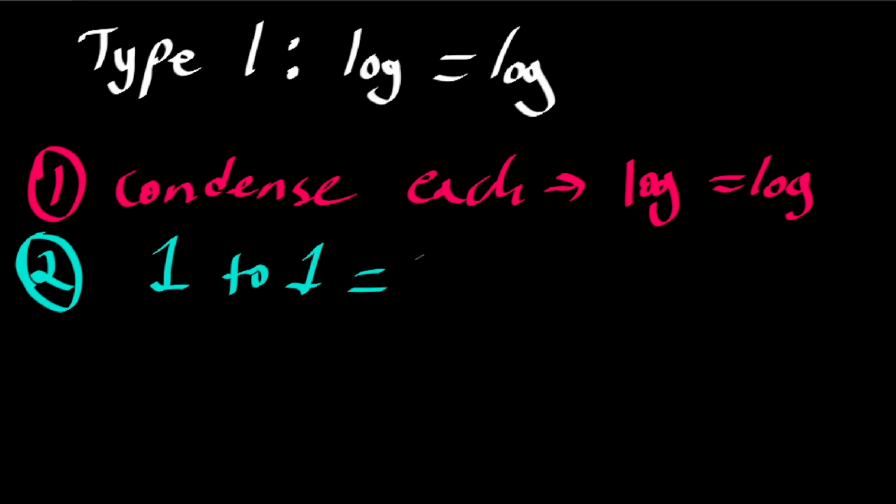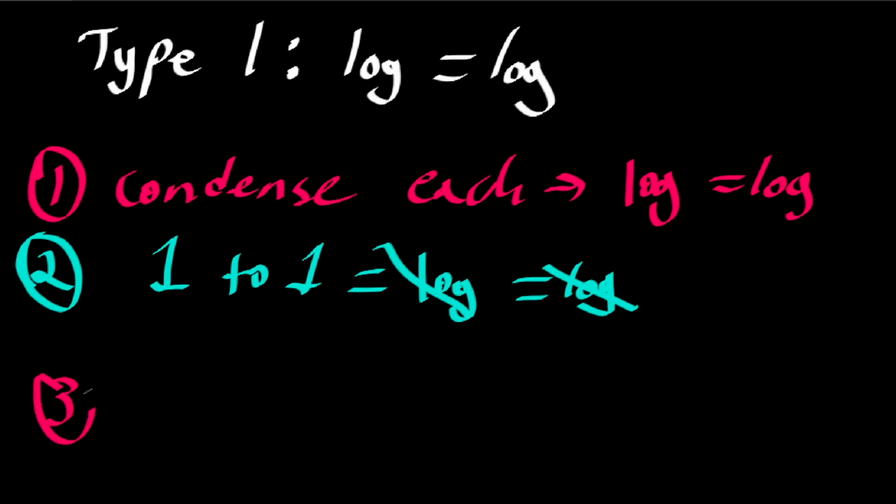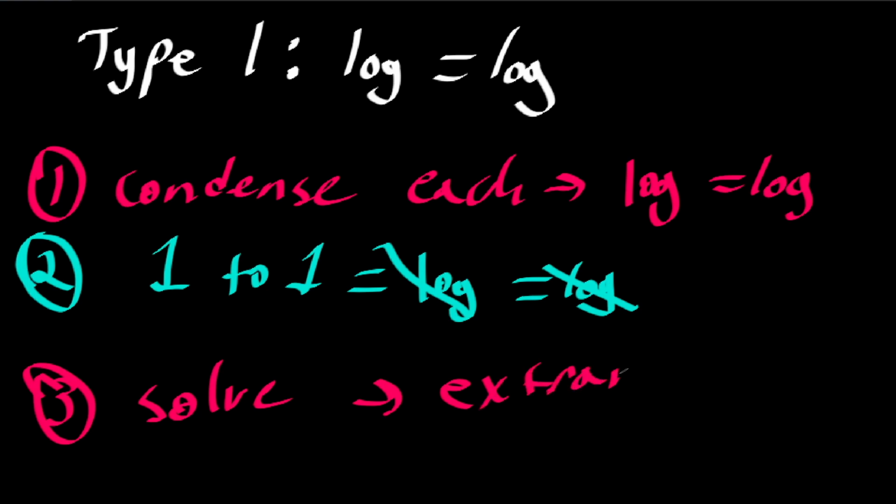Then our second step is to use this one-to-one property: if a log's equal to a log, then we can cancel the logarithms and take out what's inside. That leads us to step 3, which is to now solve. I would make sure to write this down: there can be extraneous solutions. I'll dive more into that in a second, but essentially an extraneous solution means it doesn't really work.